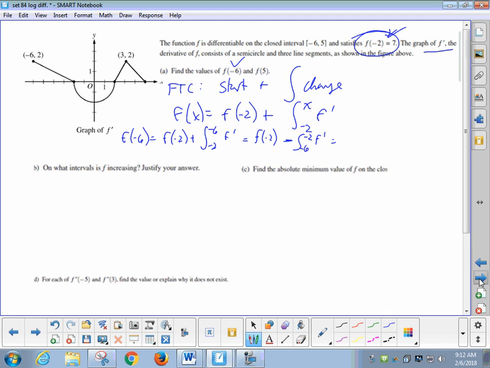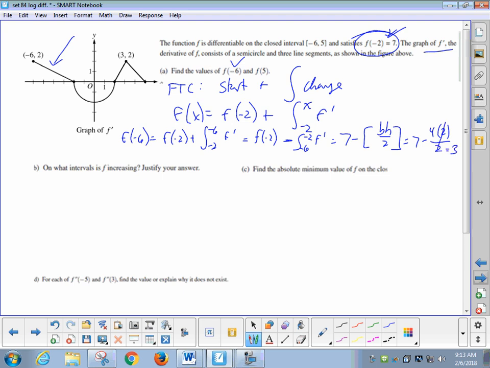Okay. Now let's start to substitute. F of negative 2 is 7. Area under the curve is in geometry. Any area that's above the axis will be positive. Any area that's below the axis will be negative. From negative 6 to negative 2 is here. That is a positive area. And we're going to put it in there and find. So we take 7 minus, the base of that triangle is 4. The height is divided by 3.